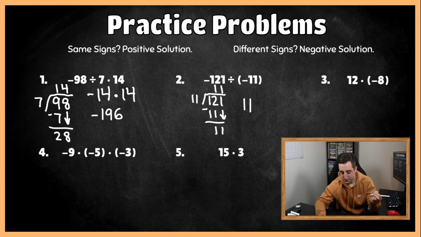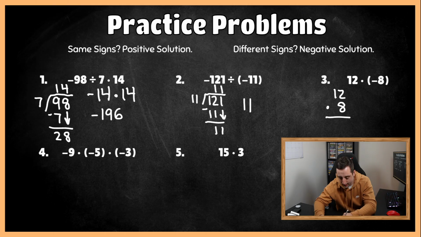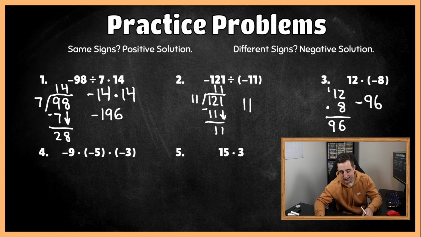Now for number 3, we have different signs. It looks like we're multiplying here, so final answer or solution has to be negative. So 12 times 8. 8 times 2 is 16. Carry the 1, 1 times 8 is 8, plus 1 gives us 9, and final answer has to be negative 96.